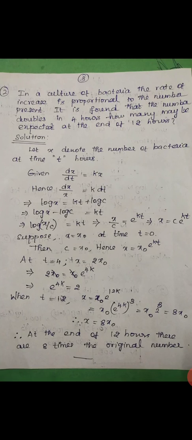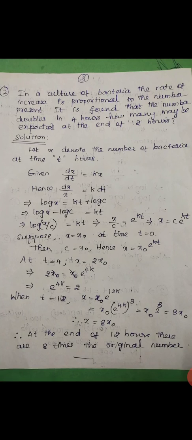Here also the same process as the last problem. We write log x is equal to kt plus log c. So log x minus log c is equal to kt, log of x by c is equal to kt. Therefore, x is equal to c e^(kt). We have to keep this, our general solution.